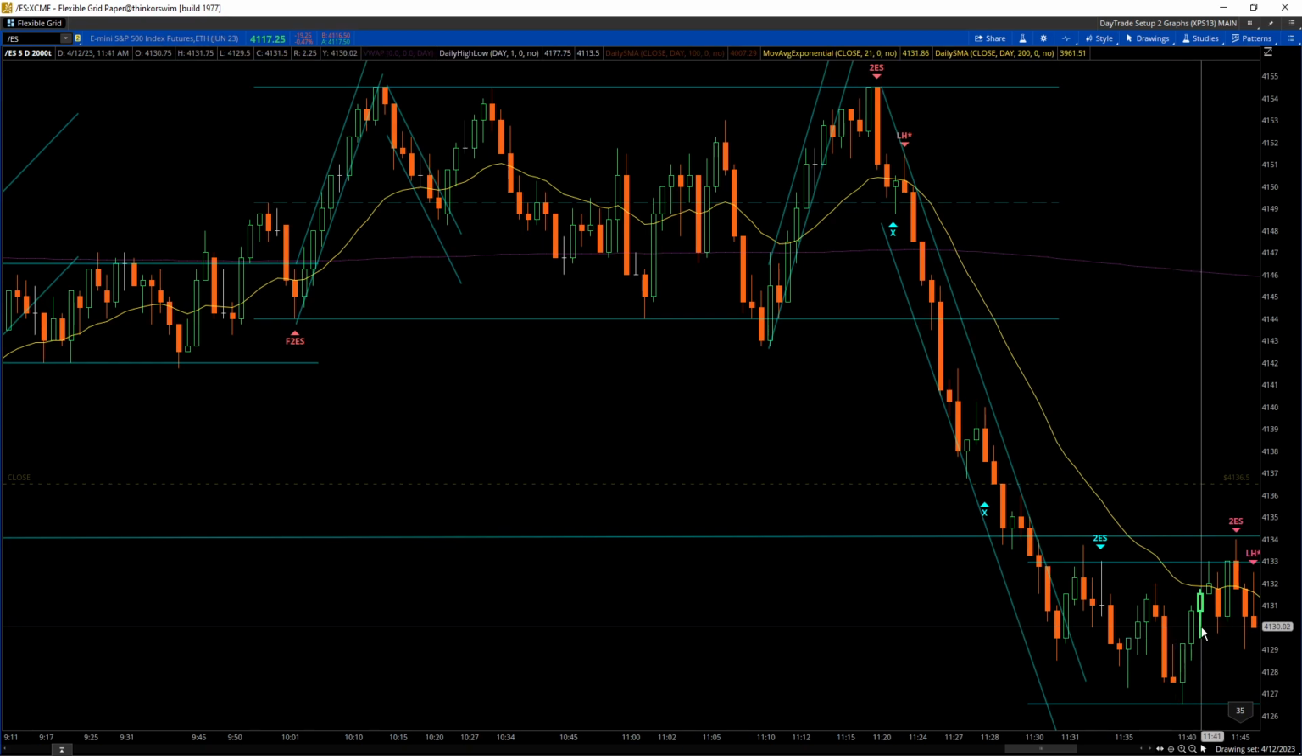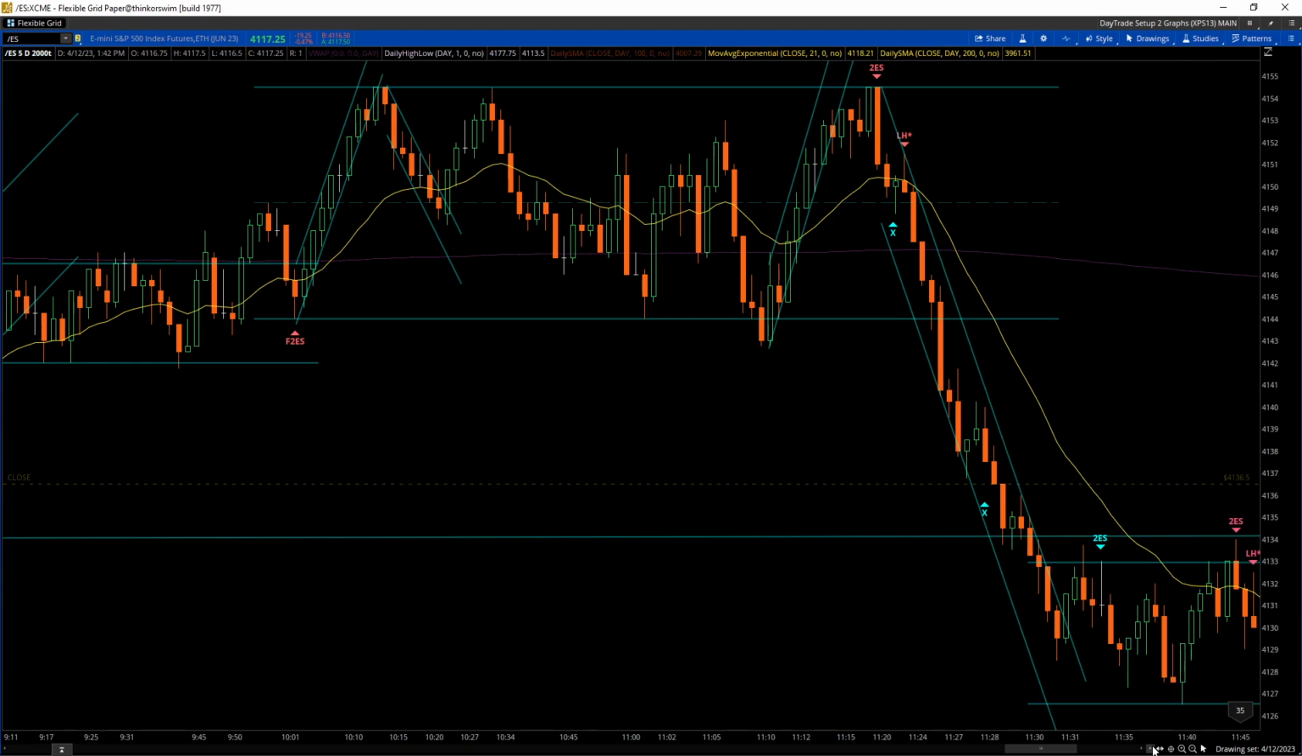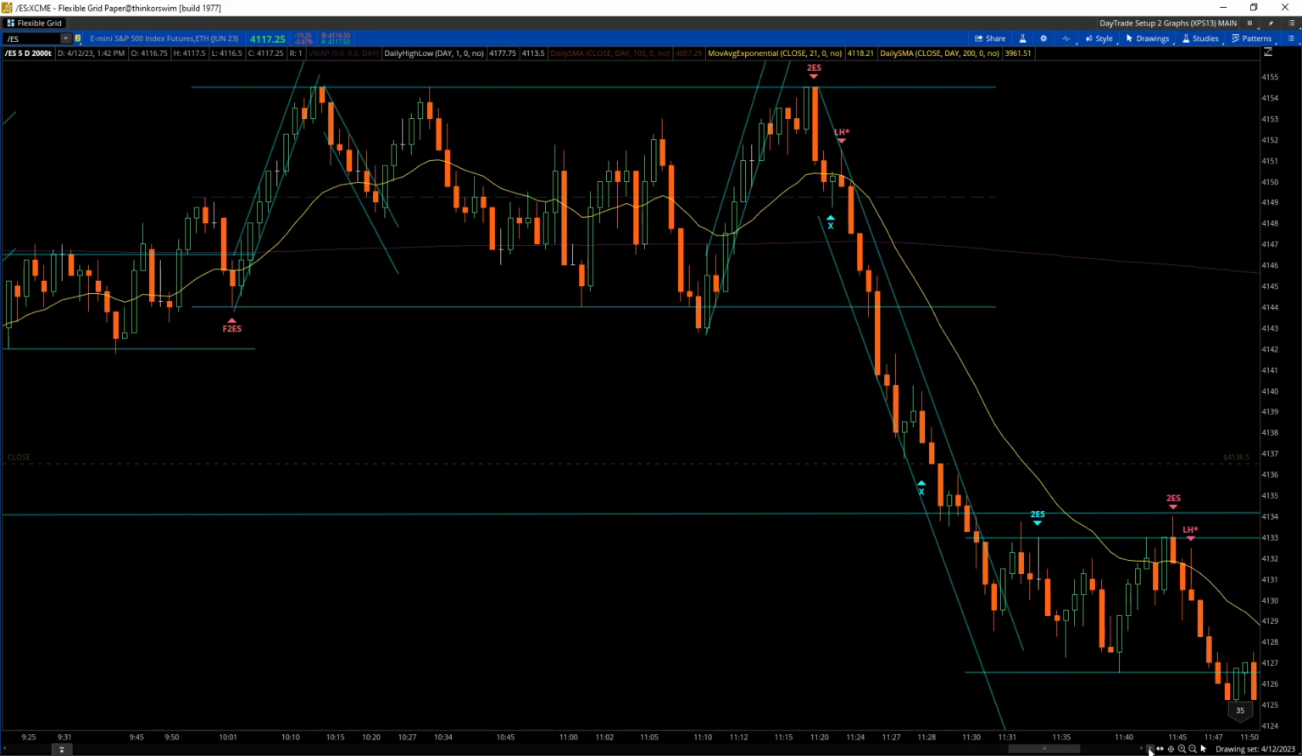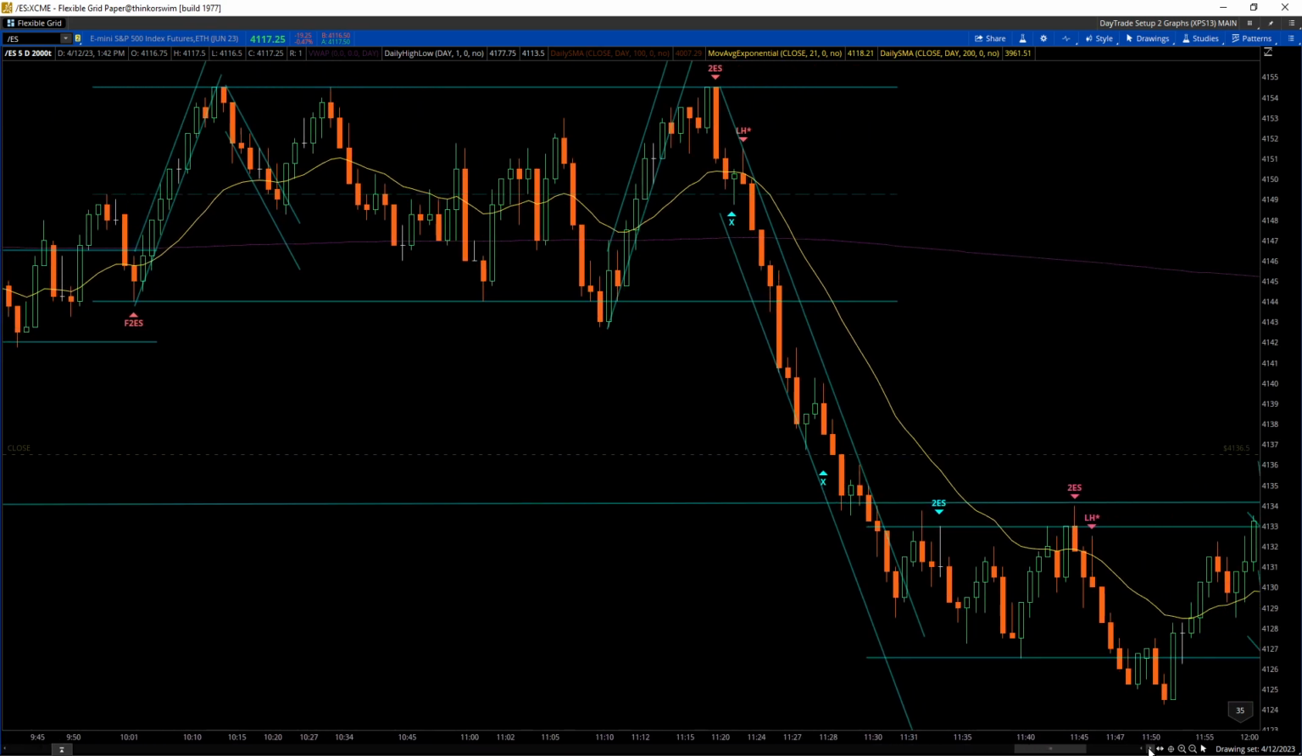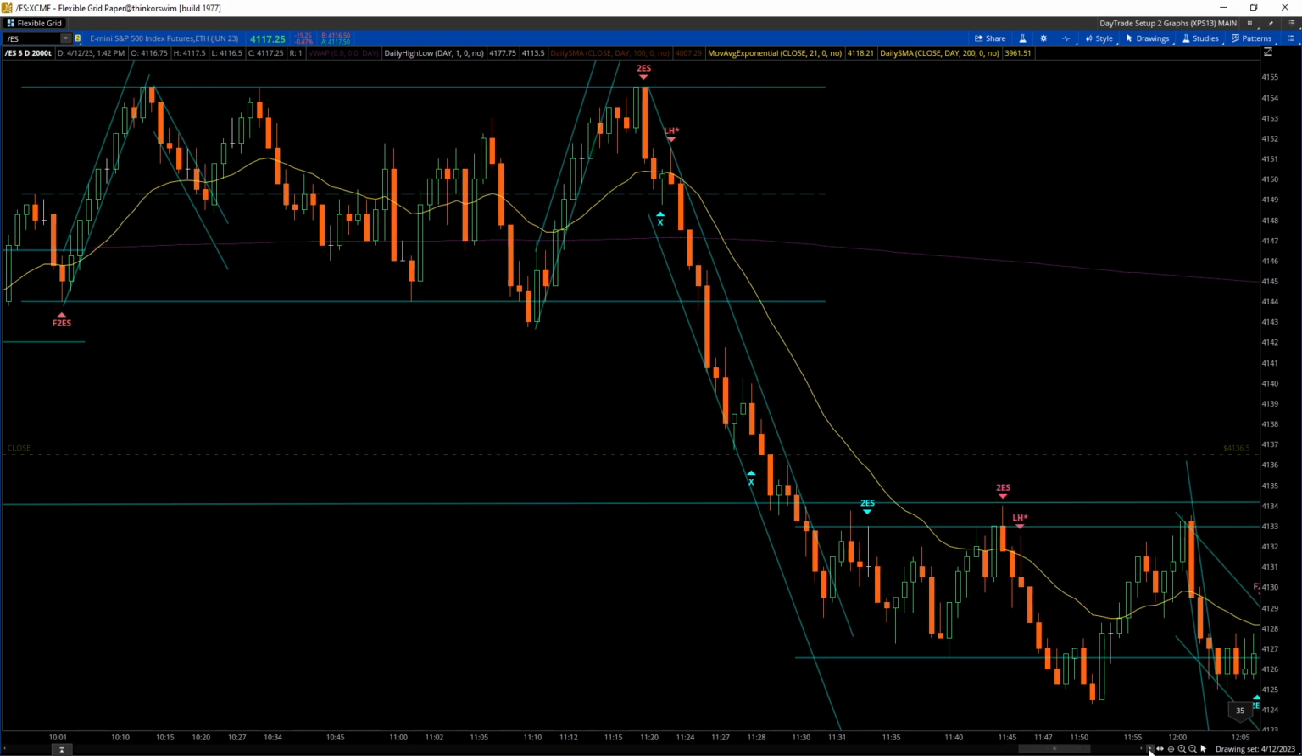But I didn't take that. Why? I think I just didn't believe it, or I was just too gun shy or something. But that was a trade that I should have taken. Prices continue moving down. Prices come up, chops around in this trading range.